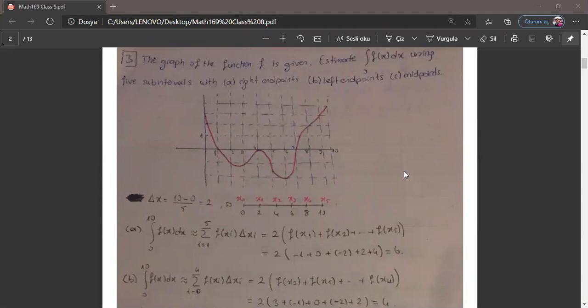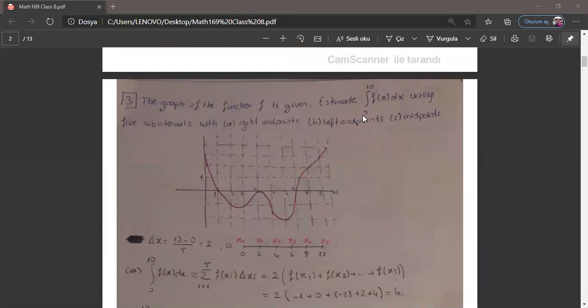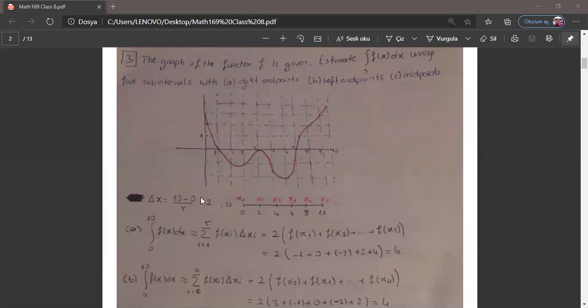Now we're given this graph. We will estimate the integral between 0 and 10, on this interval. First, we will take right endpoints, then left ones, then midpoints, okay? Now, for each computation, we need to compute the length of subintervals. So first we note that it's 10 minus 0 over 5, as we will obtain 5 subintervals. We divide it by 5 and get 2.